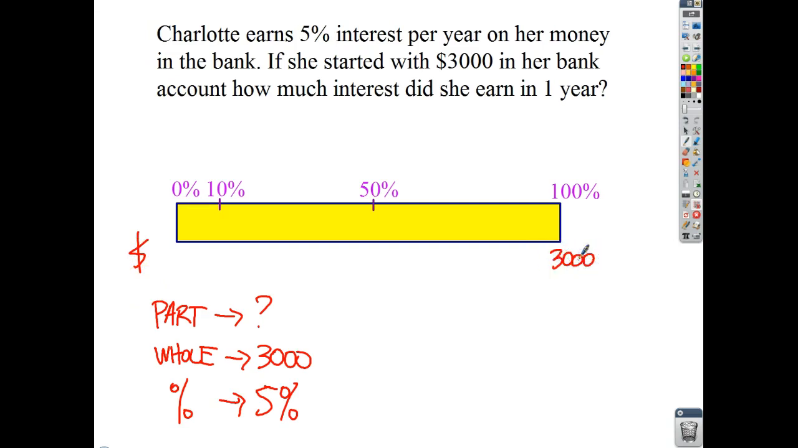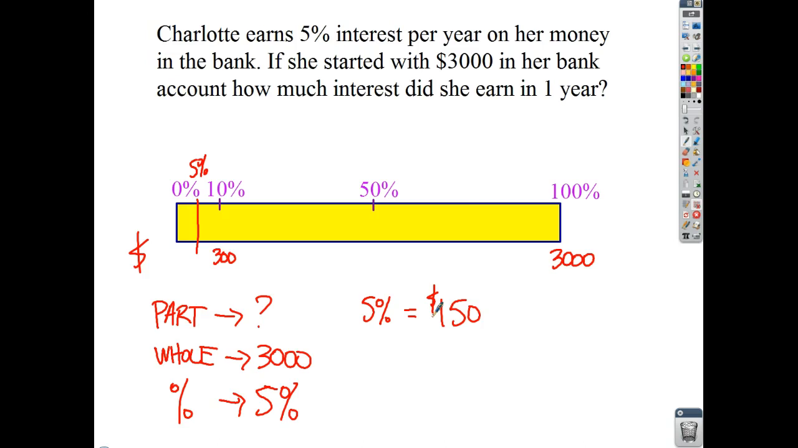Now, we're going to figure out what is 10%. So go ahead and find 10%. All right, so hopefully you found, you just drop everything down a place value, so you know that 10% is $300. Well, if you know that 10% is $300, I'm hoping you can figure out what 5% is. 5% would just be half of that. So 5% of $3,000 is going to be $150. That's how much interest she would have. Now, interest is something that would be added onto the bank account, not subtracted.